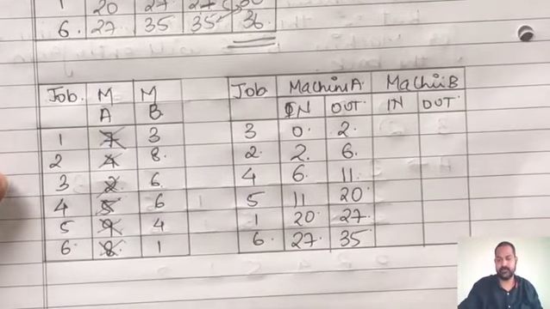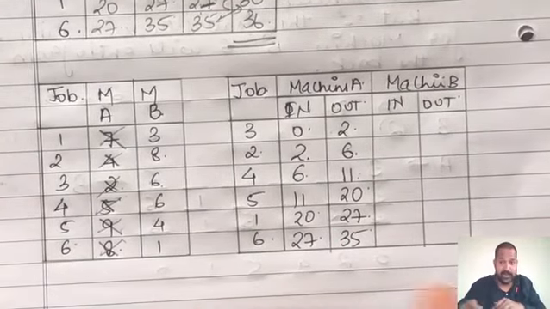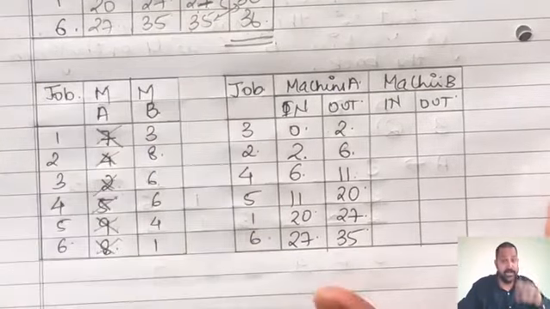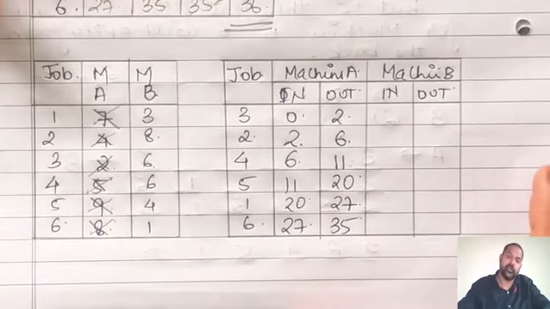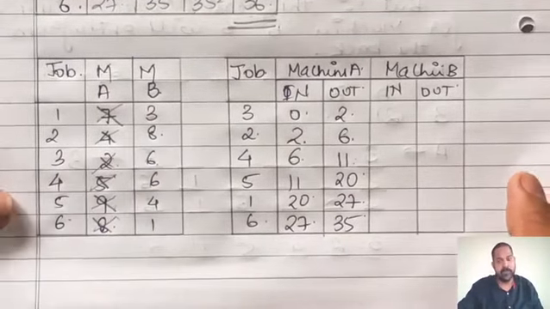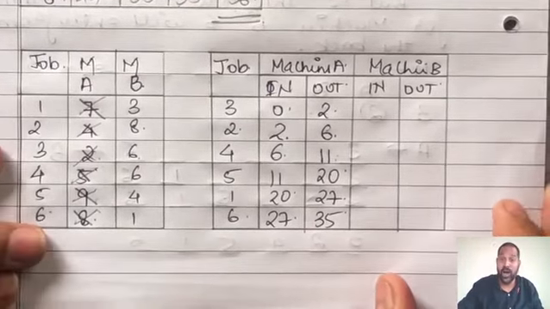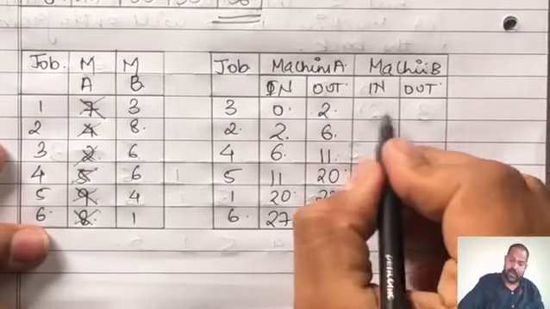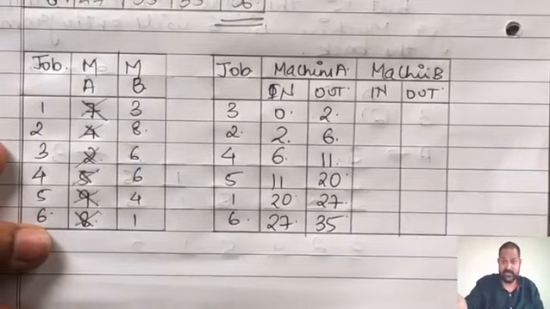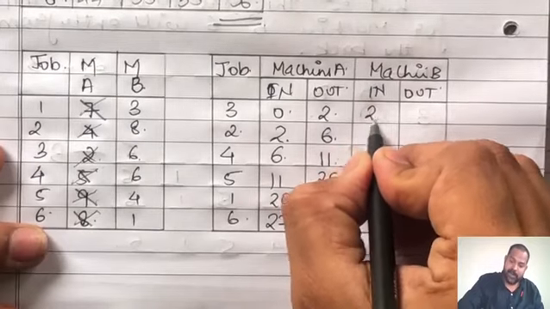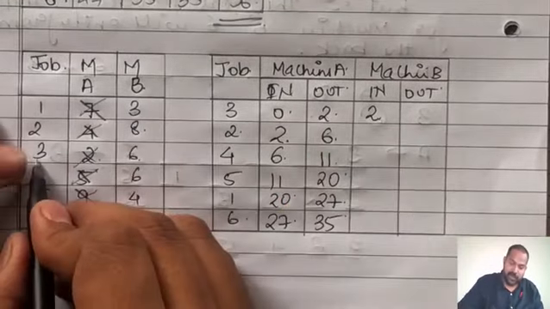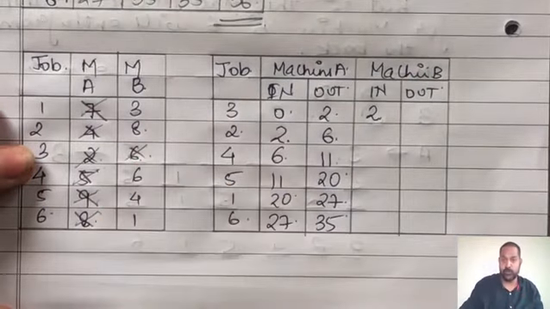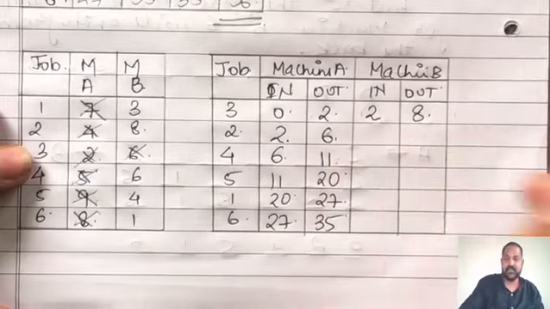Done? Now I start for B, but I need to be careful because I need to check. Even though B is free to pick up the job, is the job available? You will only pick up the job if it is available when you are available. Now B is free and hasn't started work, so it can pick up job 3 at 2. B picks up job 3 at 2, takes 6 hours to process. 2 plus 6 is 8.